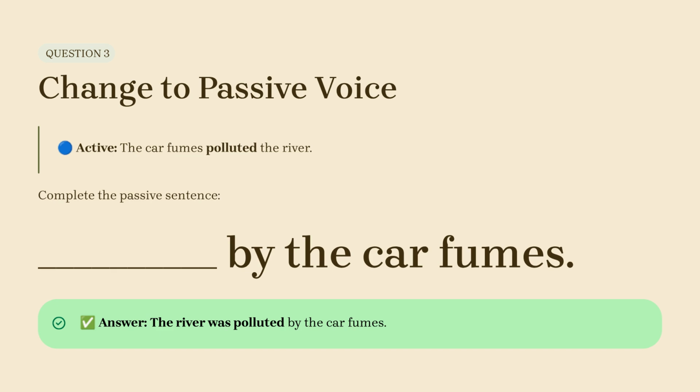Question 3. In the active voice, we say, the car fumes polluted the river. Let's make it passive. The answer is, the river was polluted by the car fumes.